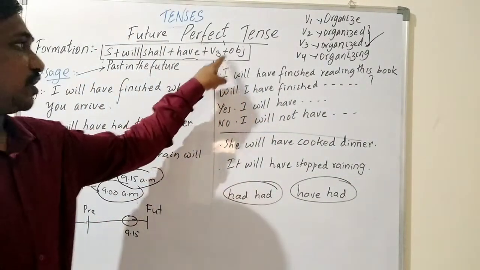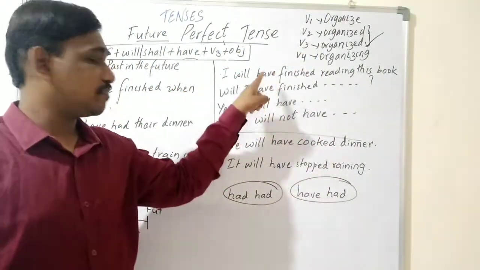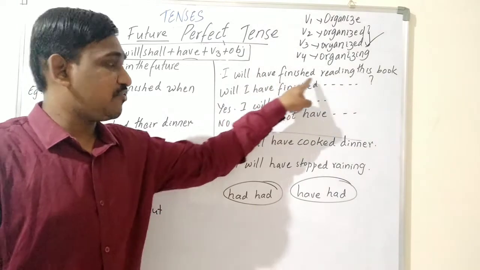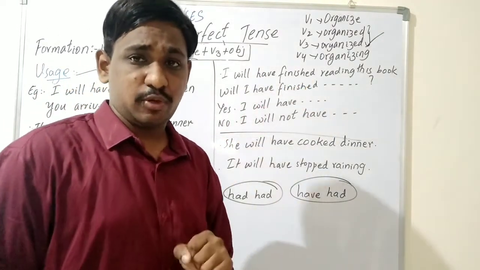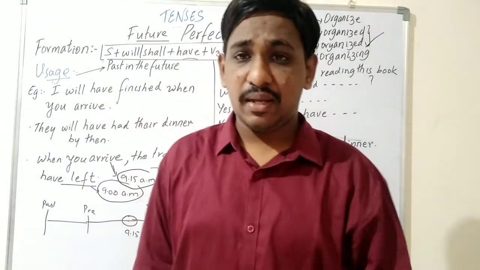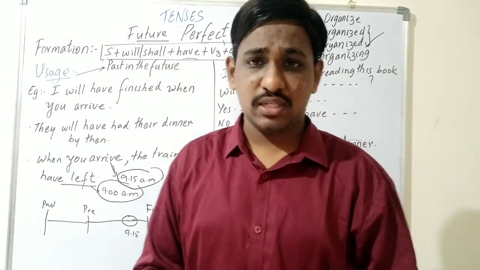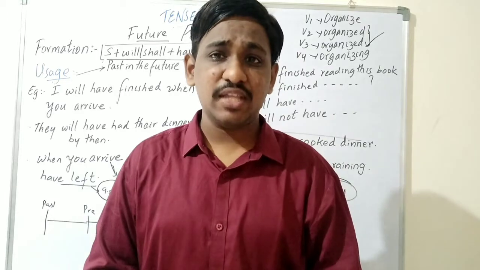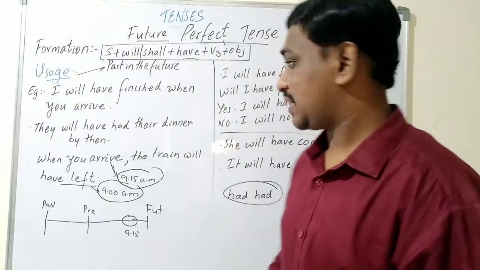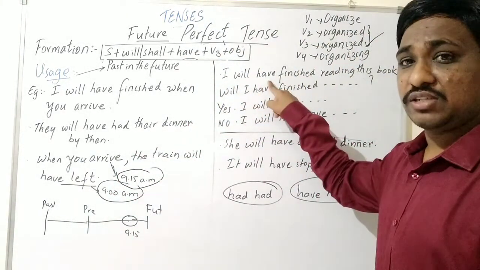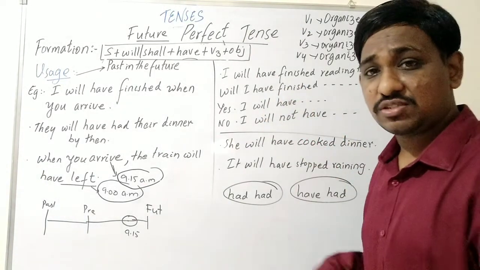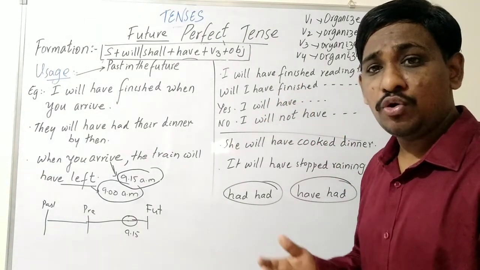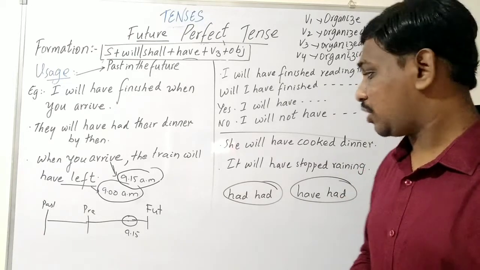So we have said V3. V3 is there. I will have finished reading this book. So that is a statement. How to make a question? Will I have finished reading the book? Yes, that's correct. Will I have finished reading the book? Yes, I will have finished reading the book. No, I will not have finished reading the book.